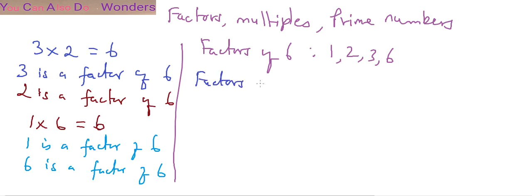Okay, similarly factors of 12. So you will find, say, 12 is divisible by 1, divisible by 2, divisible by 3, divisible by 4, not divisible by 5, divisible by 6, not divisible by 7, okay, not 8, not 9, not 10, 11, so 12 is divisible by 12.